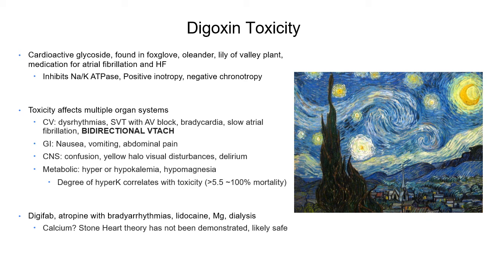Digoxin is a cardioactive glycoside. It's found in foxglove and oleander, but it's a medication for atrial fibrillation and heart failure. The way it works is it inhibits the sodium potassium ATPase, which causes a couple of things. You get positive inotropy, so the heart contracts better, and then you get negative chronotropy, meaning the heart beats slower. So it's a unique drug. It has fallen somewhat out of favor and is not used as much in the United States.